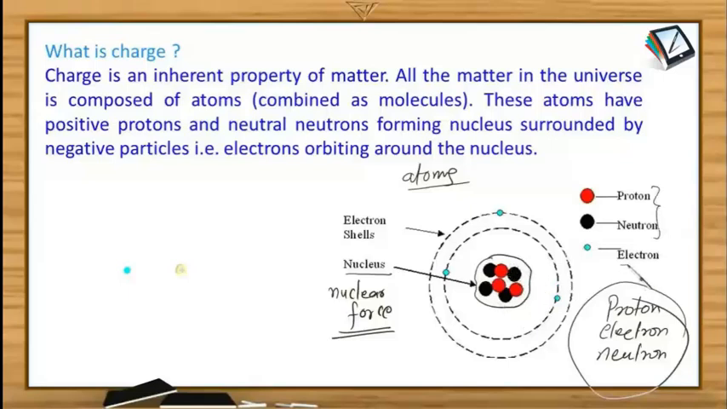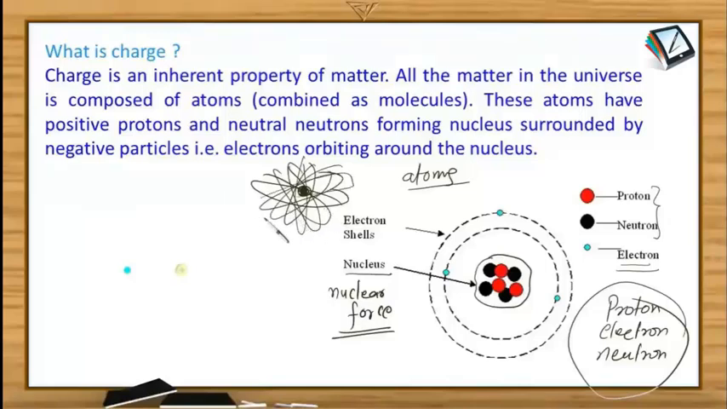nucleus. And electrons are very light particles, which revolve around the nucleus in various circular orbits, and that is why a spherical region is formed. Suppose this is a nucleus and the electron is revolving around it in various circular orbits, and so by combining all these circular orbits, what we get is a spherical region.